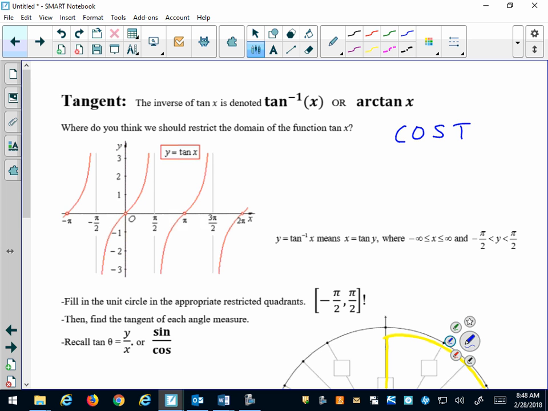C-O-S-T, cost, and then off of the S in the down direction write sine, and off the T in the down direction write tan. This kind of helps you remember that the cosine is these two quadrants this way, and the sine and the tan are these two quadrants this way. Okay, so that's my little trick for remembering. It's not mine, actually. I didn't make it up. But I think it's a good one to help you remember where the restrictions are.